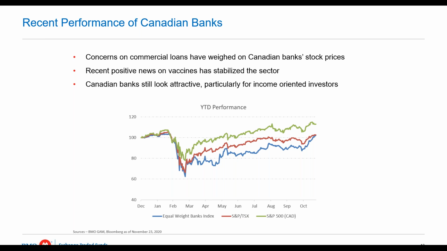Sure. And this chart here shows just year-to-date performance of the Canadian banking sector, which is the blue line, relative to both the TSX Composite, which is the red line, and the S&P 500 as well, just for context, being the green line there. And it's quite obvious looking at the chart that coming out of the sell-off, the Canadian banking sector didn't really perform as well on a growth basis relative to the broad markets. And there's a couple of reasons for that.